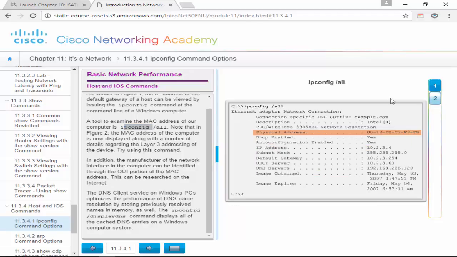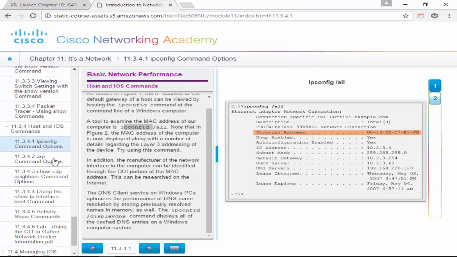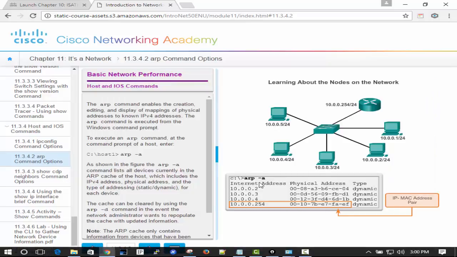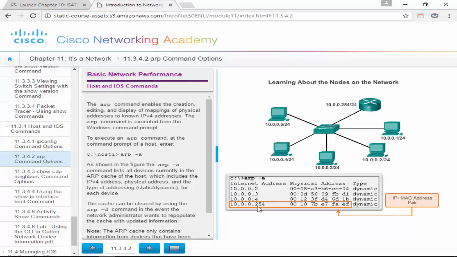Alright, so ipconfig /all. Hopefully you guys have seen this before. Shows you all this information: DNS, DHCP, what our IP address is, what our MAC address is, what our IP version 6 address is. Okay, ARP commands, arp -a. It's going to show us our ARP table, which shows us our layer 3 addresses to layer 2. Hopefully you guys know that.